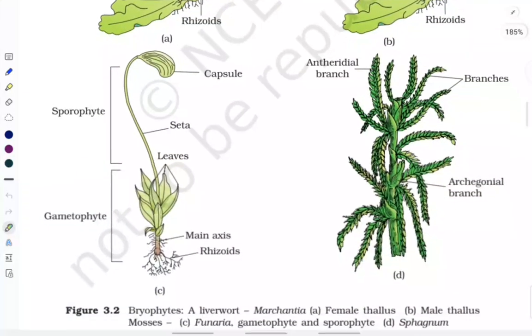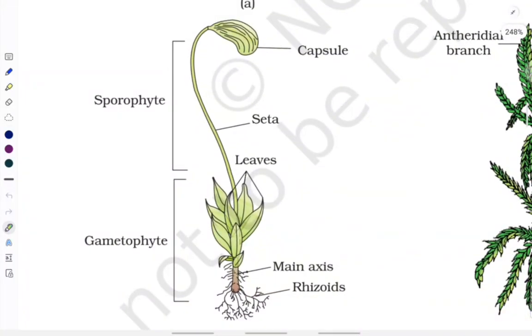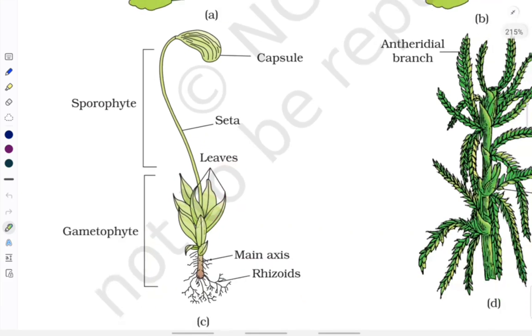Moving ahead, we have mosses. The first moss that we have with us is Funaria. The way I've remembered its name is by the F that it forms in this manner. Funaria, as you can see, has two parts to its body, which are sporophyte and gametophyte. The sporophytic part has capsule, seta, and foot should also be there, as it is mentioned in the text. Whereas the gametophytic part has leaves, main axis, and rhizoids. So this is Funaria, which is a moss.